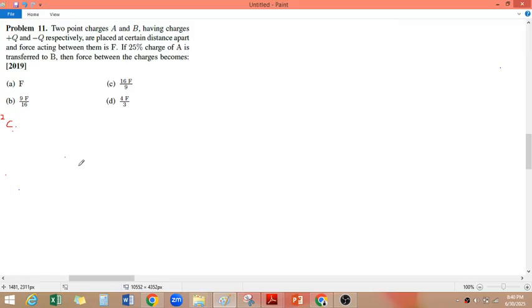Two point charges A and B having charges plus Q and minus Q respectively are placed at a certain distance apart and the force acting between them is F. So that means plus Q and minus Q, which means it has to be attraction. So the force acting between them is F.